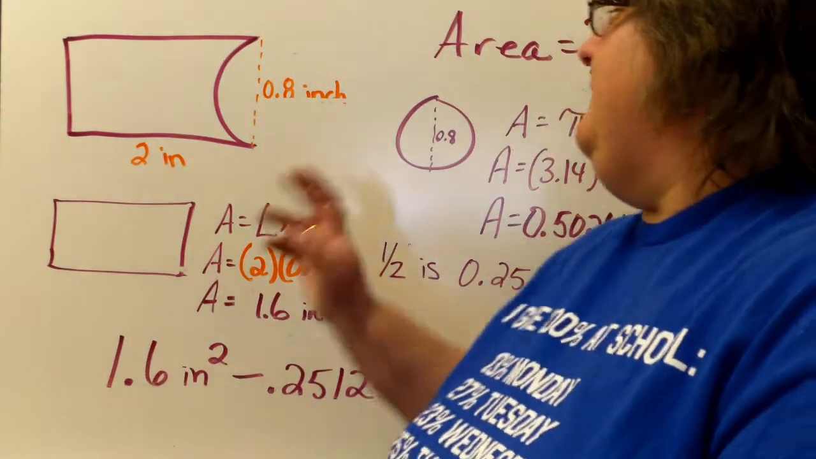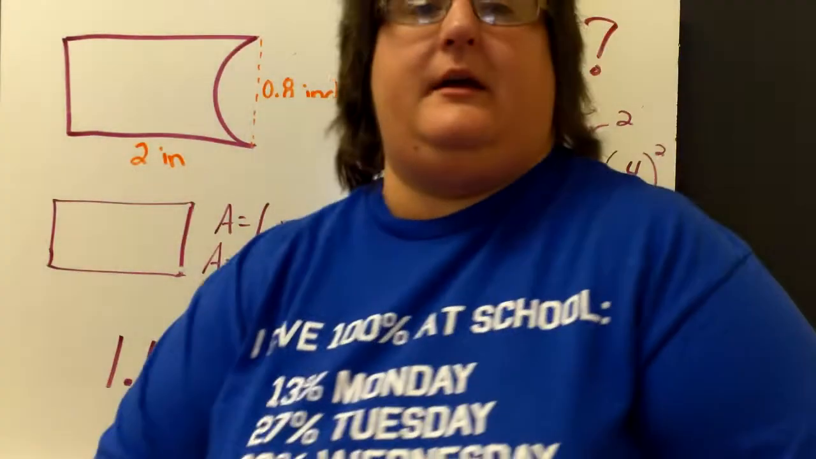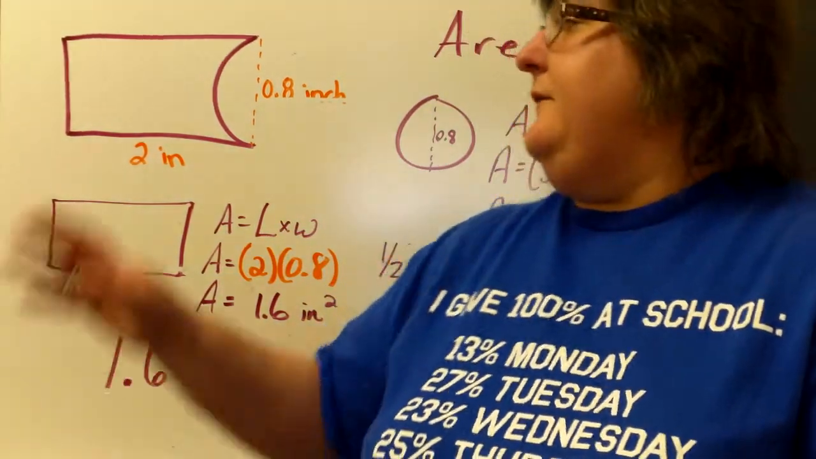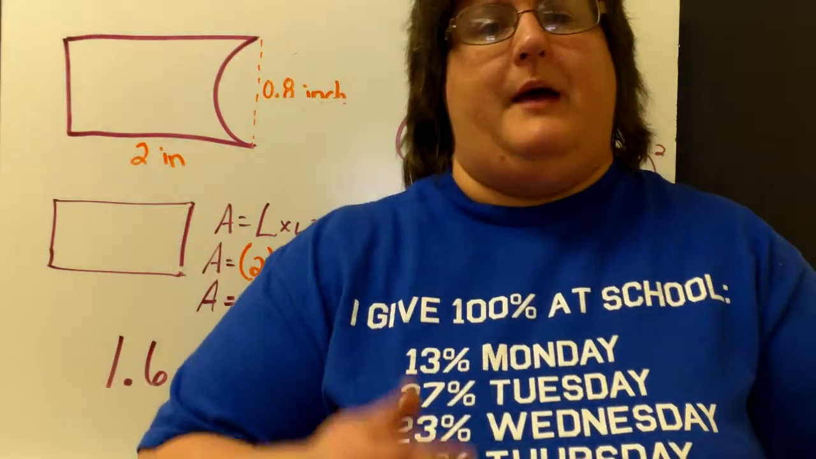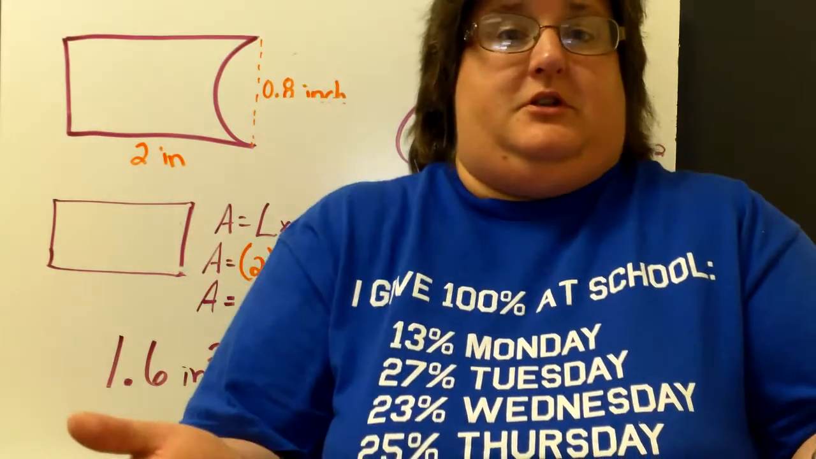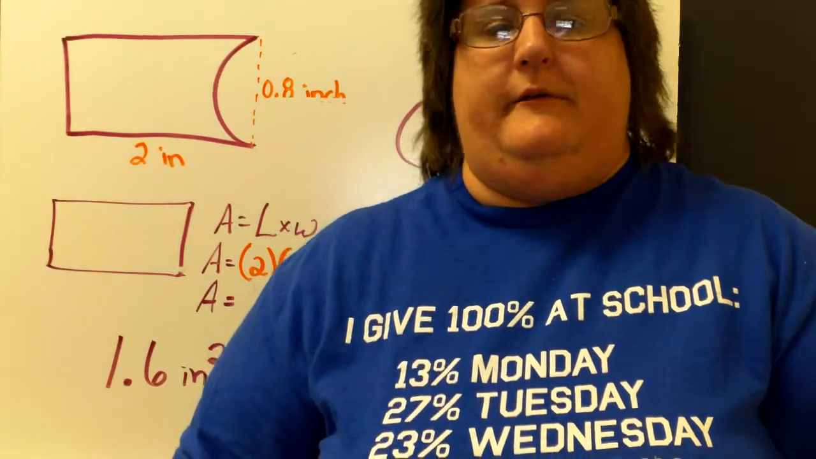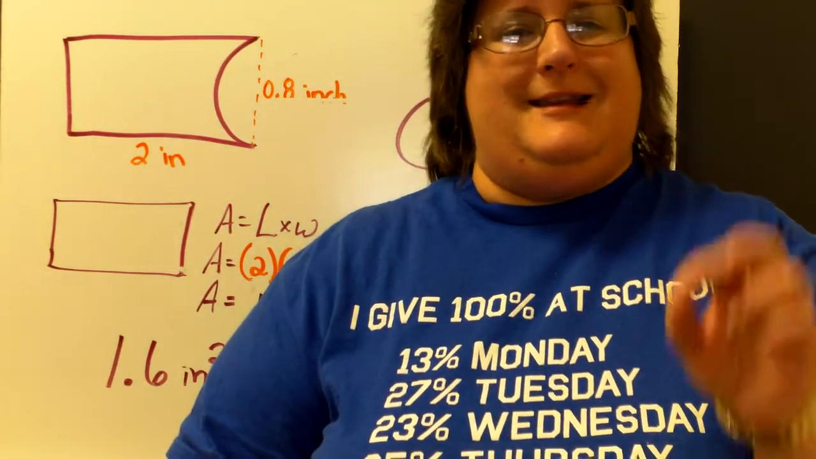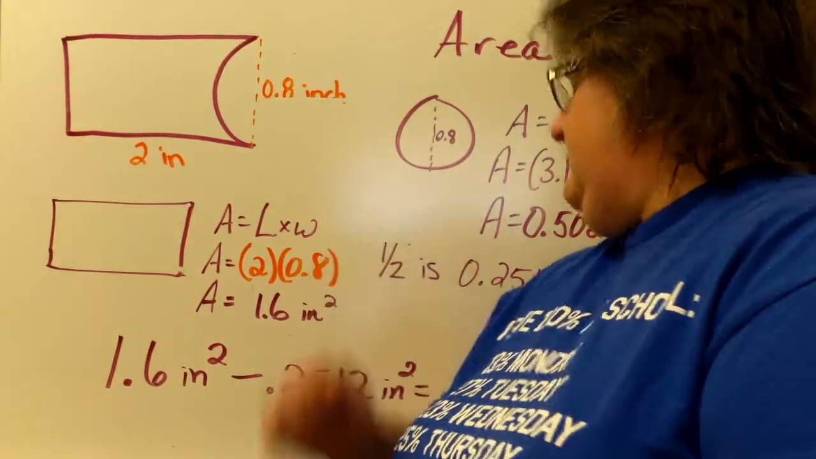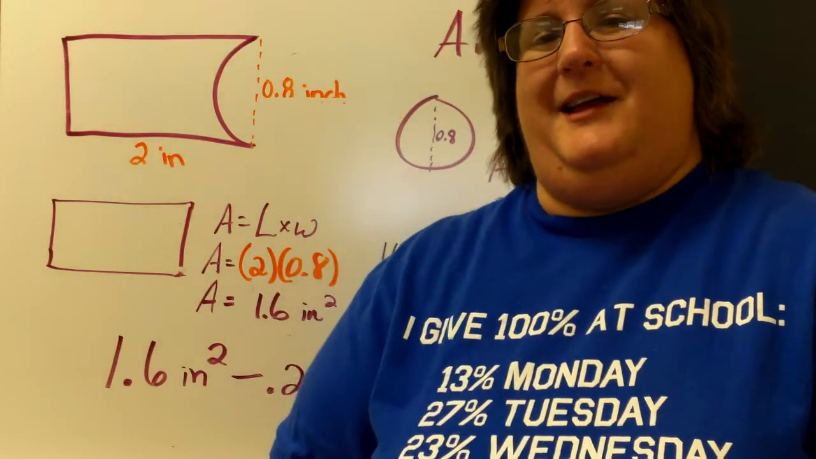So remember that it always goes back to what you know. If you hit an irregular shape, go back and break it up into shapes that you do know how to find the area of. And again, attention to detail. Make sure you label your answers correctly, and you'll be okay.